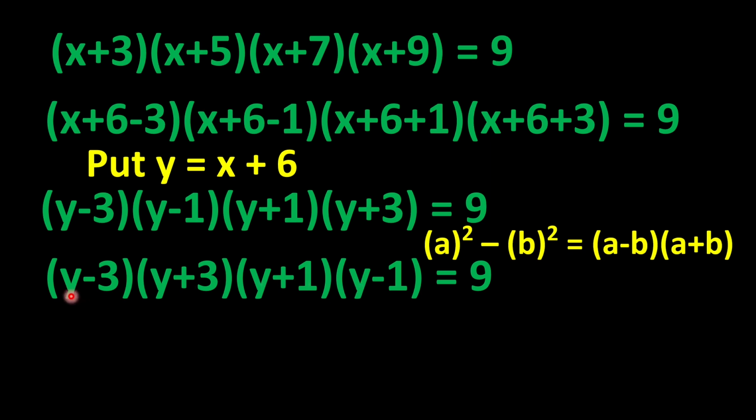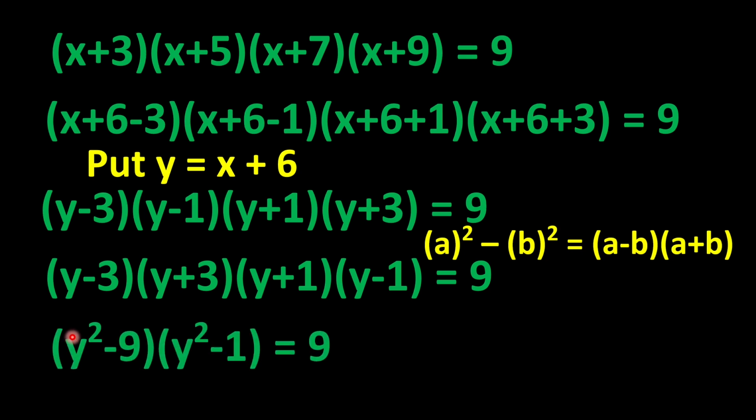If you look over here, y-3 and y+3 are in the form of a+b and a-b, and similarly a+b, a-b. So we will apply this formula on this equation. We can write this as a², that is y², minus b², that is minus 3², so y² - 3², and similarly we can apply the formula here. This will become y² - 1², and 1² is 1, equal to 9.